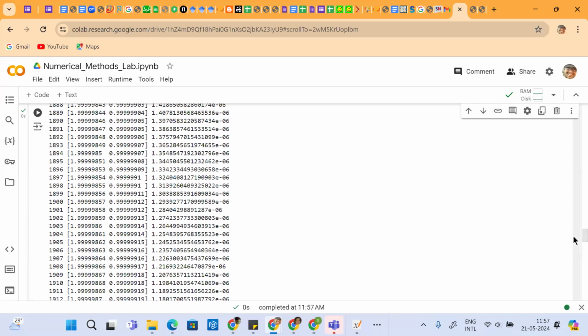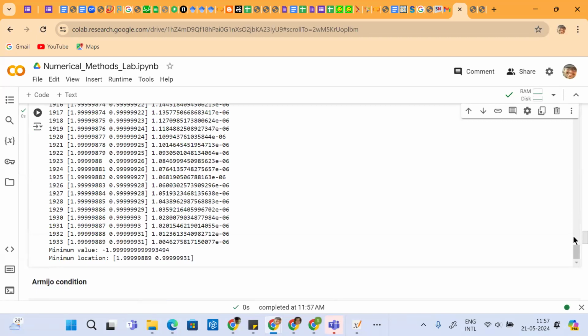Okay, done. So you see this, at 2000 iterations only it converged. But it took a lot of steps, right? 2000 iterations. It's too much. So that means it's not efficient.